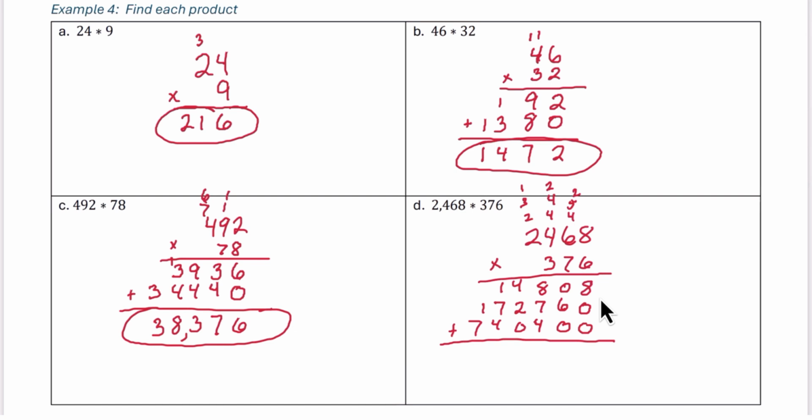8 plus 0 is 8. 0 plus 6 plus 0 is 6. 8 plus 7 is 15, plus 4 is 19. So we have a 9, carry the 1. 1 plus 4 is 5, plus 2 is 7. 1 plus 7 is 8, plus 4 is 12. So we have a 2, carry the 1. Then 1 plus 1 plus 7 is 9. The final product, 927,968.